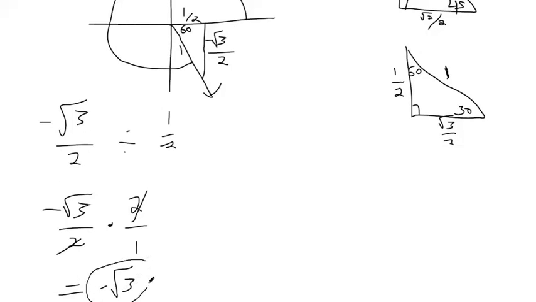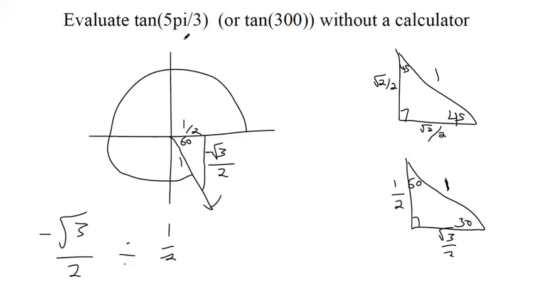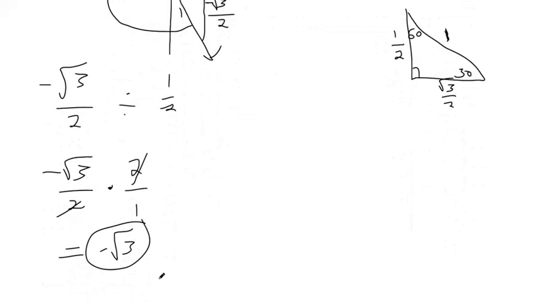And that's it. That's what tangent 5 pi over 3 is, or in other words, tangent of 300 without a calculator.